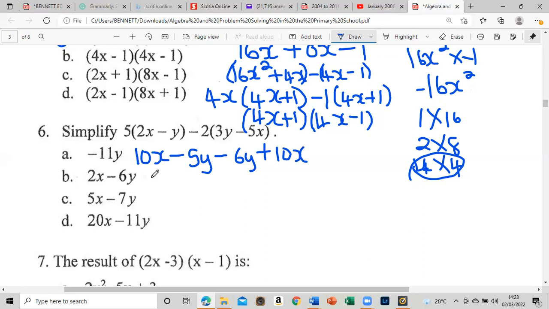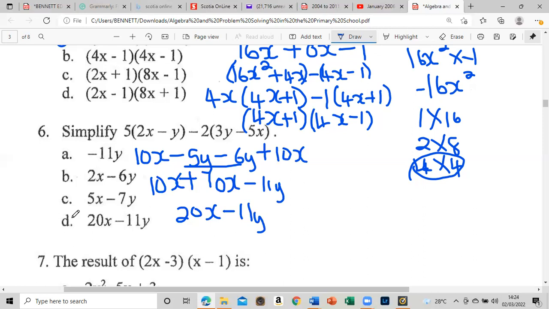And then now group the like terms, so it will be 10x, bringing all the x's together, plus 10x. Both of these are negatives, so we're going to add them, and we get negative 11y. So in the end, 10 and 10, then you go to the very end, minus 11y. So our answer would be D.